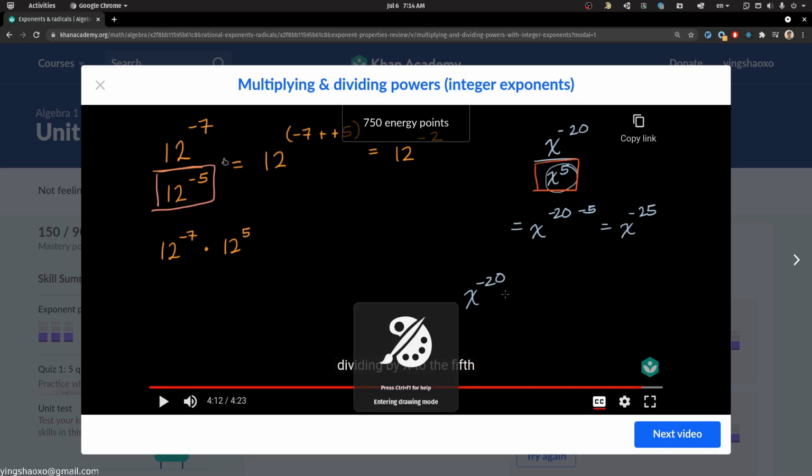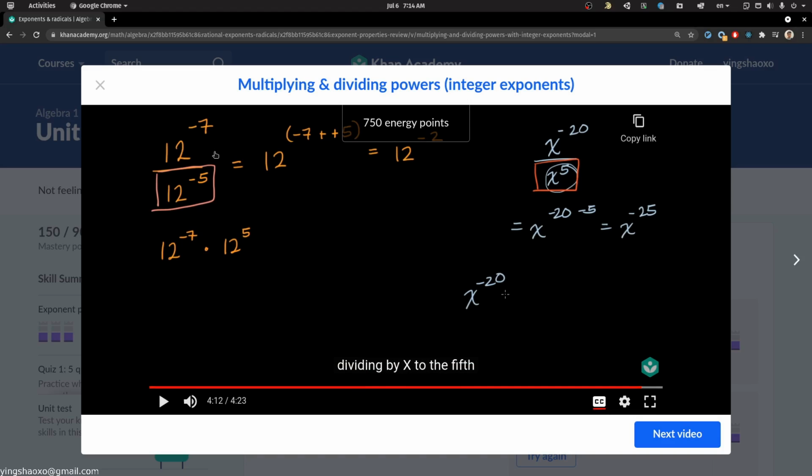It's quite simple. Now, when you divide two numbers which both have a power component, then you subtract the exponent.